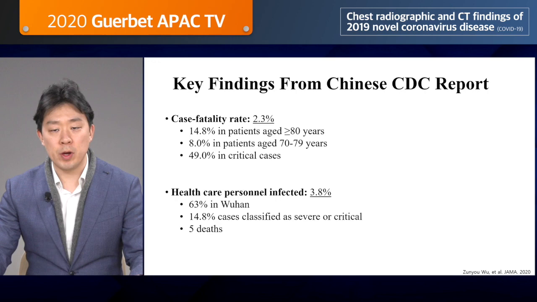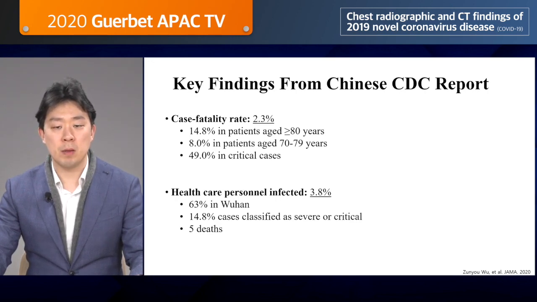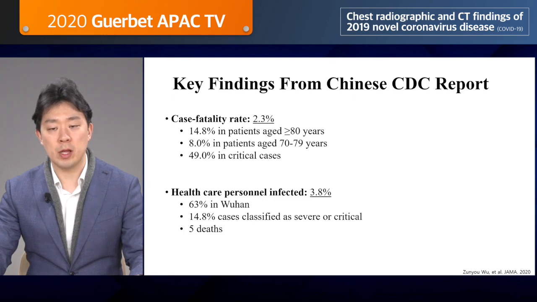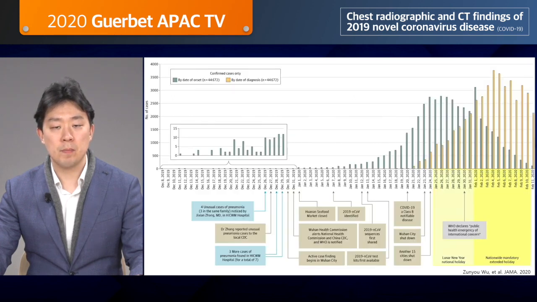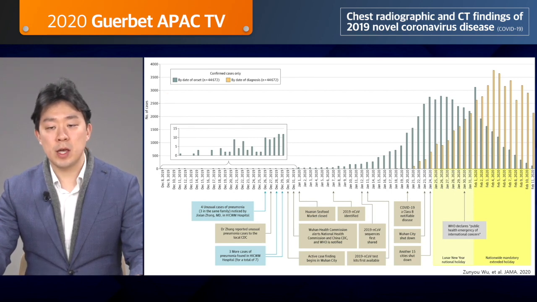Another problem is with medical institutions. Most healthcare personnel have been impacted in the city of Wuhan, and 5 members of the medical staff have passed away as of February 11th. Here is a table from the Journal JAMA. The text in the middle indicates the date, and the text on the left is the number of cases. Based on the dates of symptom onset and diagnosis, you can see a sharply increasing curve.